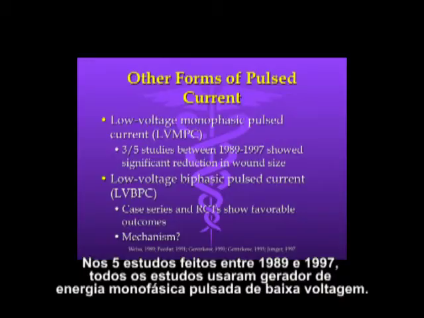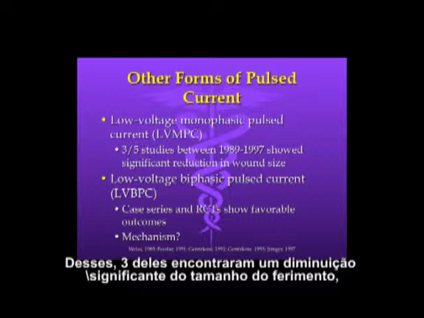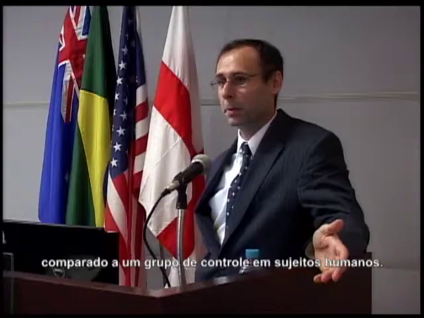In the five studies performed between 1989 and 1997, all of the studies used a low volt monophasic pulse generator with the same parameters. Of those, three of them found a significant reduction in wound size when they compared them to a control group in human subjects.